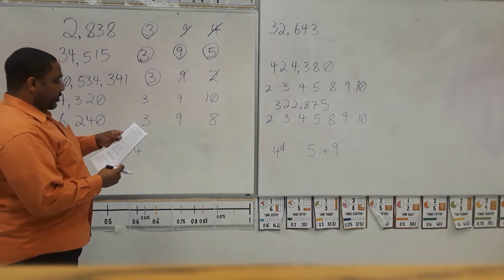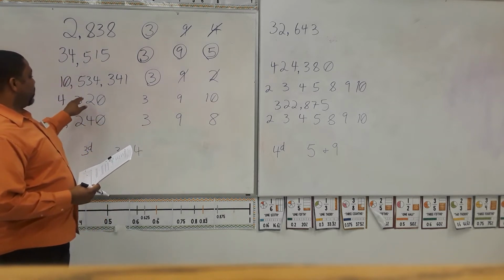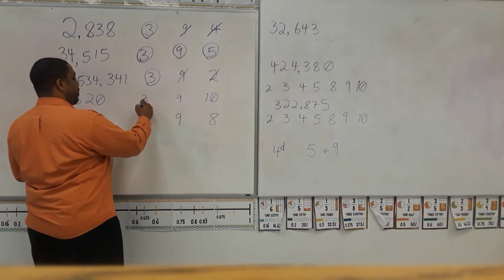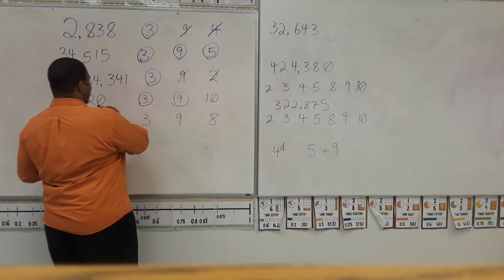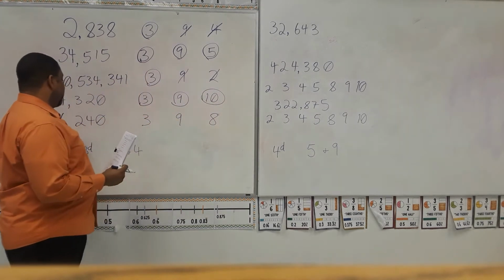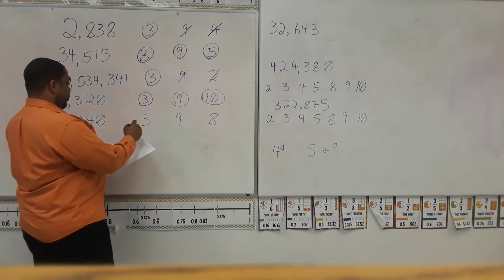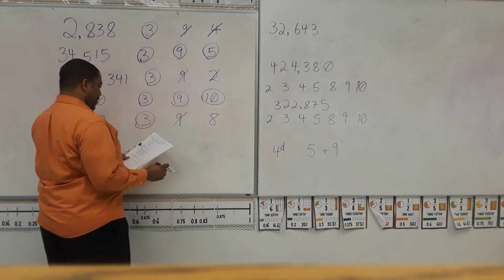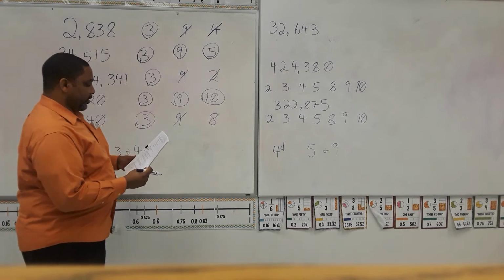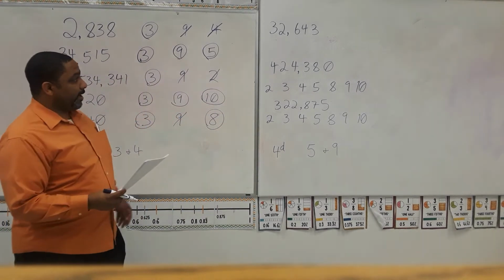Then we have 4,320. If we sum those numbers together, 4 plus 3 gives us 7, plus 2 gives us 9. So we know it's divisible by 3 and 9. The last number here is a 0, so we know it's also divisible by 10. We got 6,240. If we sum those together, we find that it's divisible by 3, but not by 9. The last three digits, 240, are divisible by 8, so the whole number is divisible by 8.